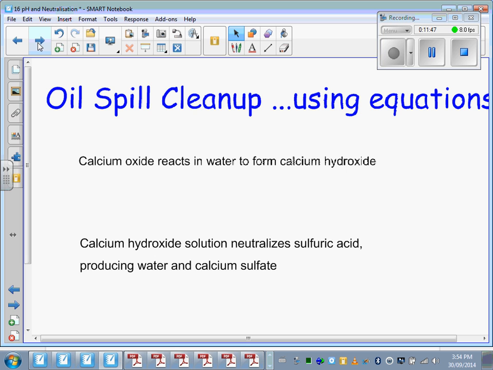An oil spill cleanup, the one that you've just seen, an example would be calcium oxide reacts in water to form calcium hydroxide, and that calcium hydroxide can then be used to neutralize sulfuric acid. So remembering that to get the calcium hydroxide, the base, what did we react together? The water and a metal oxide. So just going back to how we produce a base, we have a metal oxide plus water. That gave us the base, and we can use that to neutralize the acid.